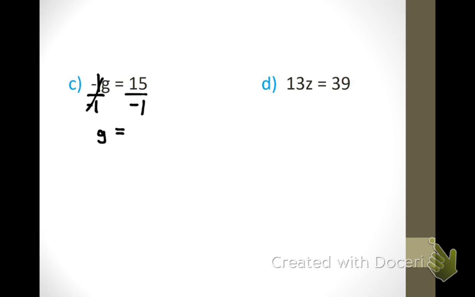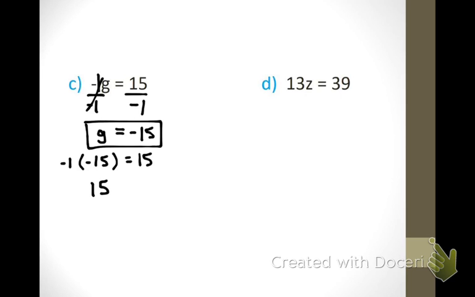And what is 15 divided by negative 1? Negative 15. Good job. If you have a negative number multiplied by a negative answer, your answer will always be a positive. So negative 1 times negative 15 is 15, and 15 does equal 15.